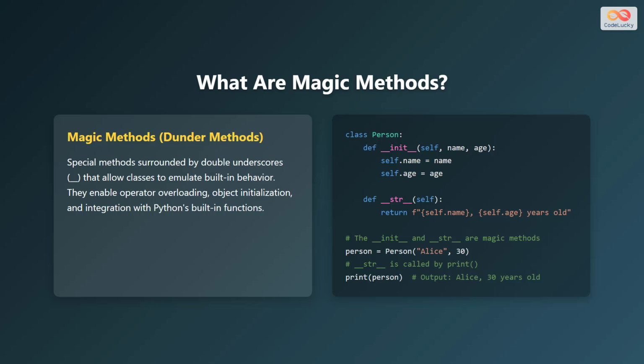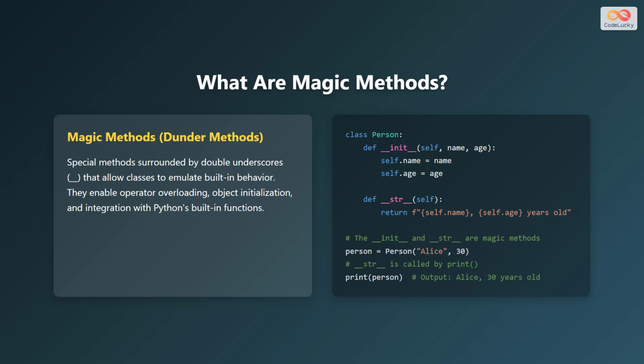Magic methods, also known as dunder methods, are special methods in Python. They are surrounded by double underscores, that is, underscore underscore, and they allow classes to emulate built-in behavior. These methods enable operator overloading, which means defining how standard operators like plus or minus behave with objects of your class. They also handle object initialization, which is setting up the object when it's created, and integrating your classes with Python's built-in functions like print or length.